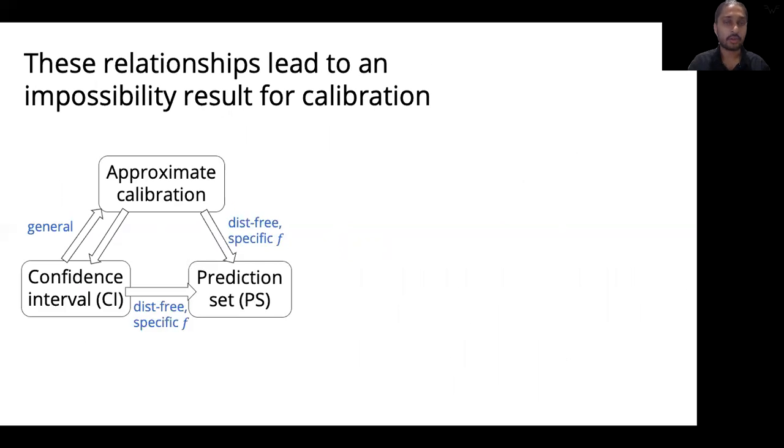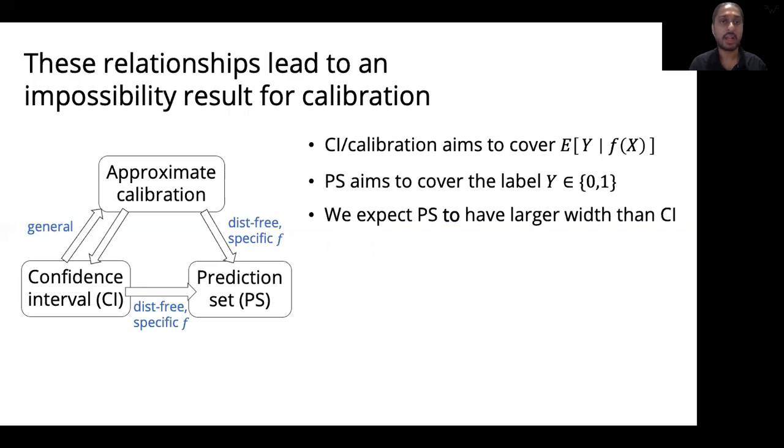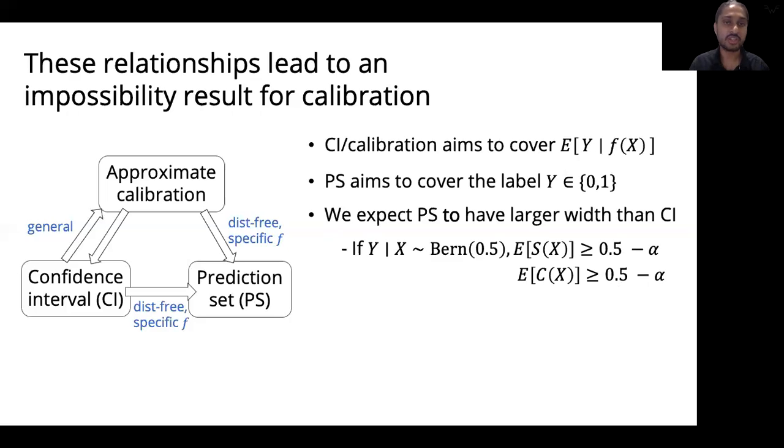Finally, the goal that we achieve through these connections is the following. Calibration or confidence intervals aim to cover the expected value of Y given f(X). However, prediction sets aim to cover the true label Y itself. And thus we expect the width of prediction sets to be larger than that of confidence intervals. In particular, suppose Y given X is Bernoulli 0.5, which is just a coin flip for every X. Then it can be shown that valid prediction sets have width at least 0.5 minus alpha. And thus, by this relationship, the valid confidence intervals should also have this width.